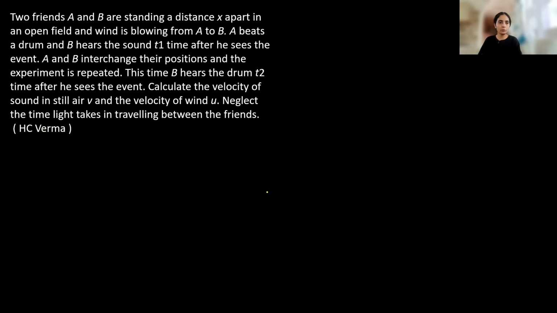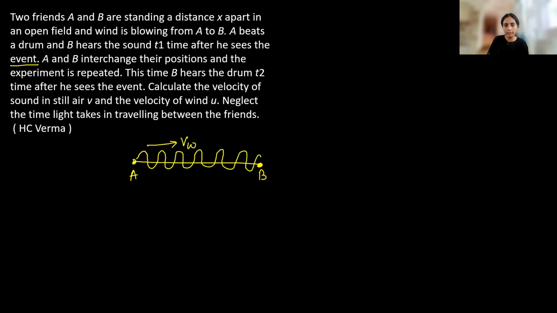Now let us talk about this question. Two friends A and B are standing at a distance x apart in an open field and wind is blowing from A to B. So there are two friends A and B and the wind is blowing in this direction. So let us mark it. A beats the drum and B hears the sound T1 time after he sees the event. So here the sound came out and it is able to reach B in T1 time. A and B interchange their positions. So now B is here and A is here.